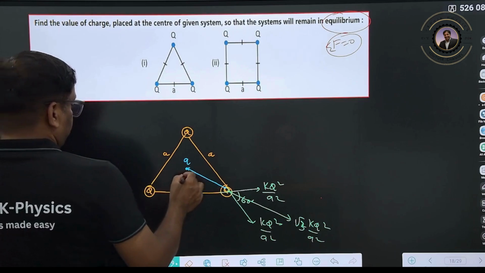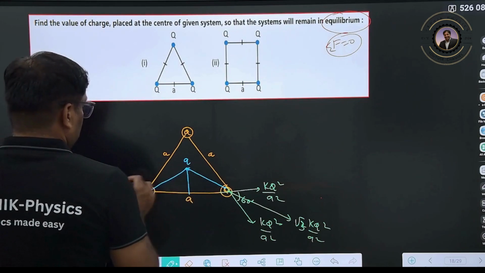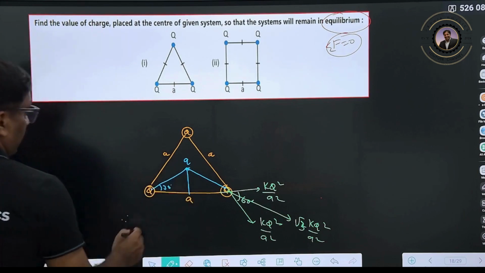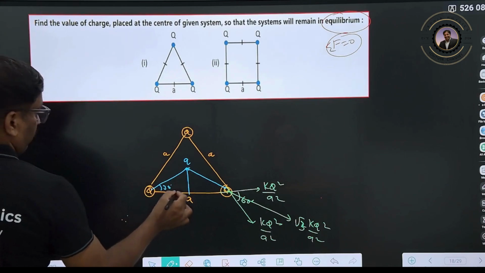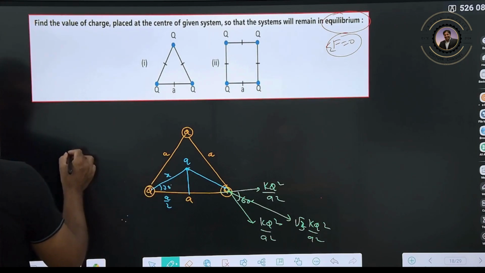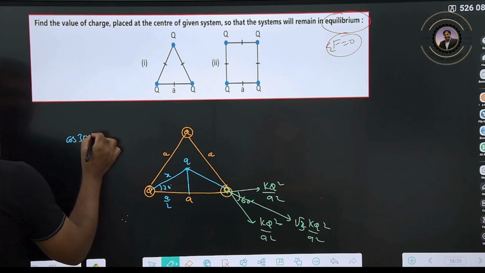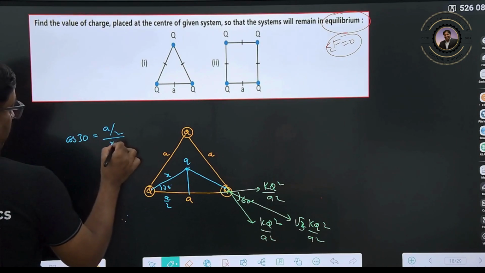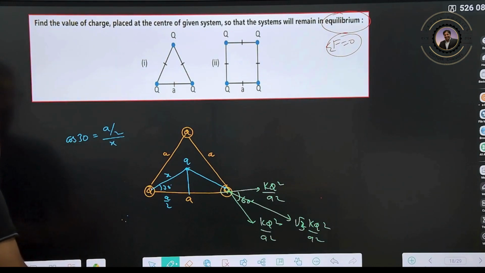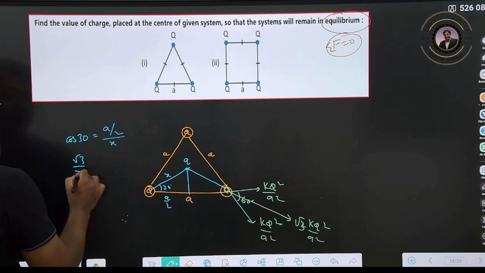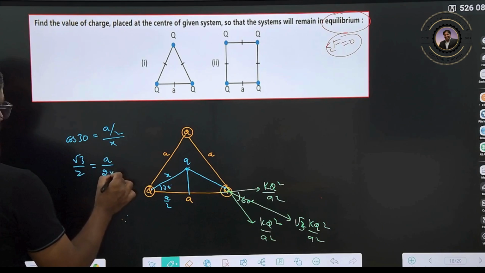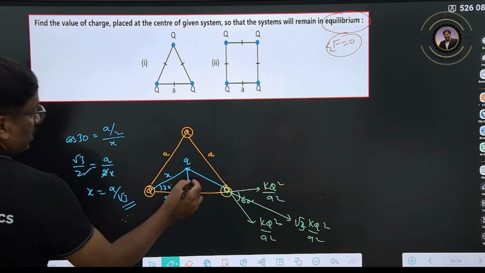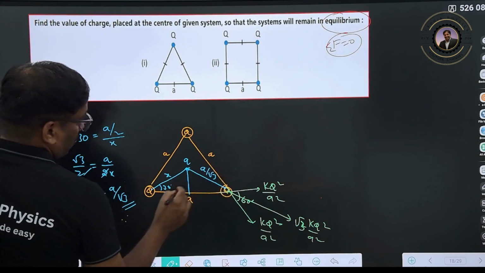This distance you can rewrite as, this distance is also same, this angle is 30 degree. So this is a by 2, this is your x. Therefore cos 30 is equal to a by 2 by x, adjacent side by hypotenuse. Cos 30 is nothing but root 3 by 2, so root 3 by 2 equals a by 2x, this gets cancelled, x is equal to a by root 3. So this distance is a by root 3.